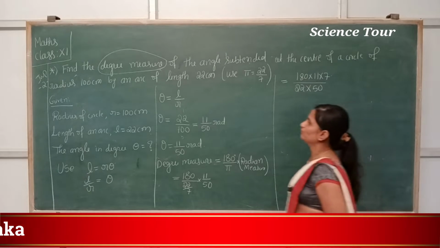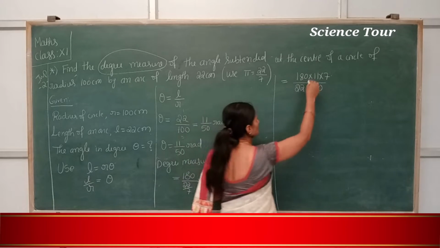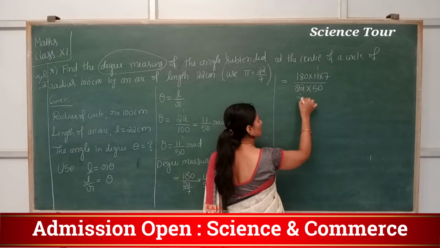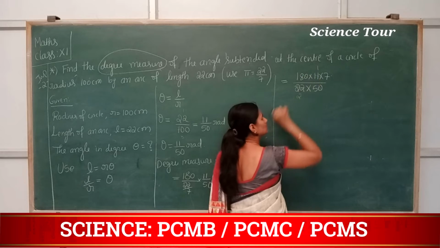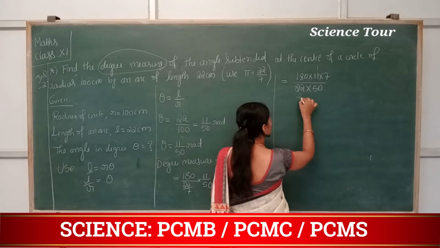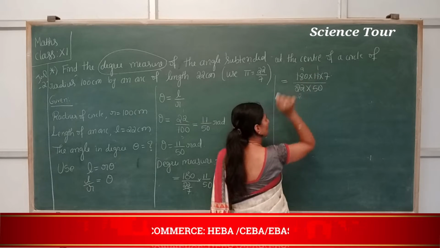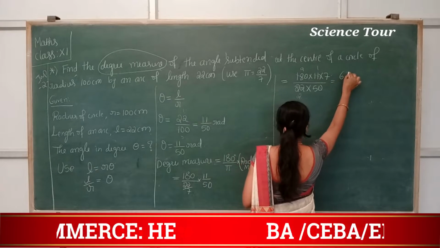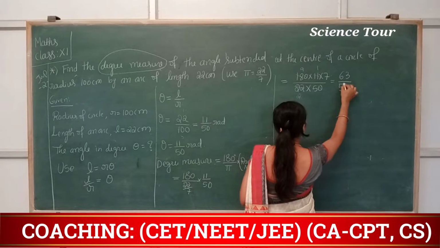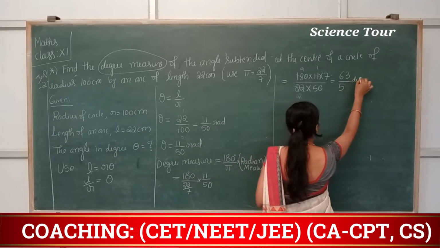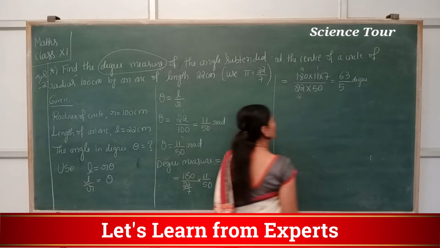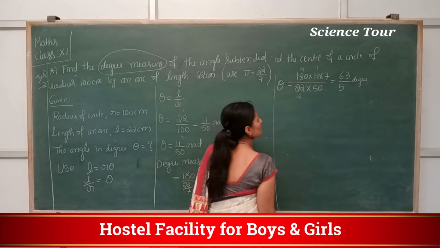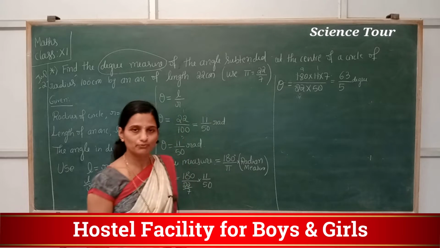Now this is simplification. 11 ones are 11, 11 twos are 22. This 0 and this 0 cancel. Next, 2 ones are 2, 2 nines are 18. So 9 into 7 is 63 divided by 5, in degree. So now the angle theta is equal to 63 divided by 5 degree.